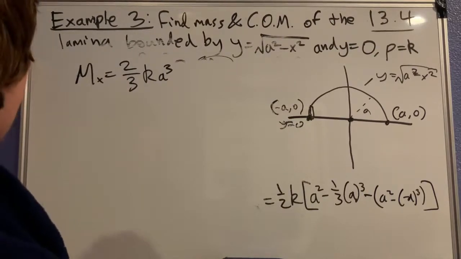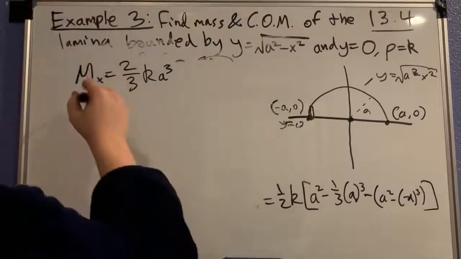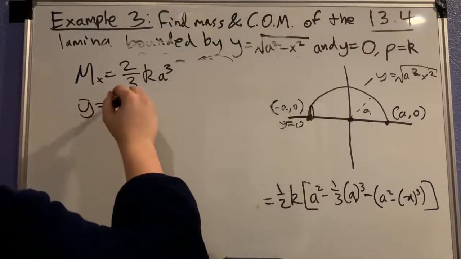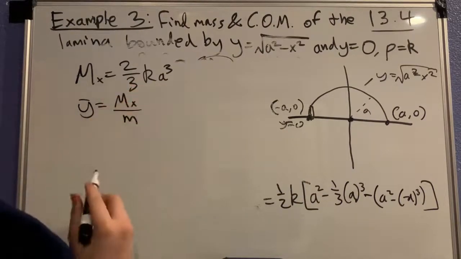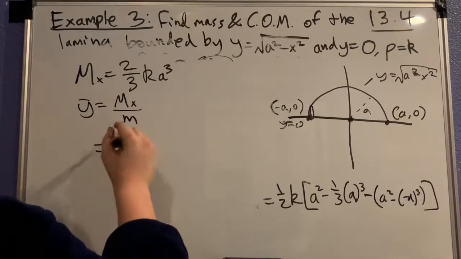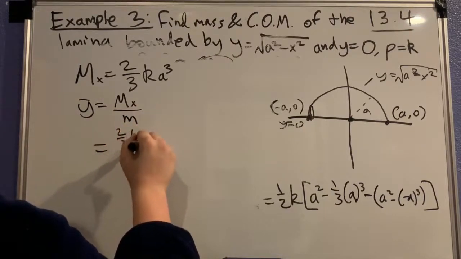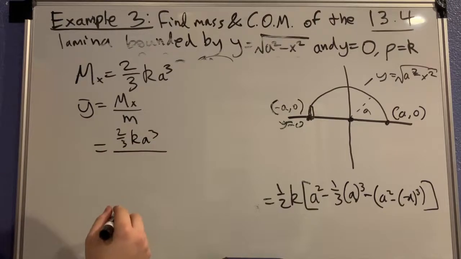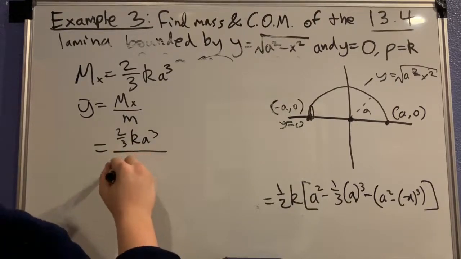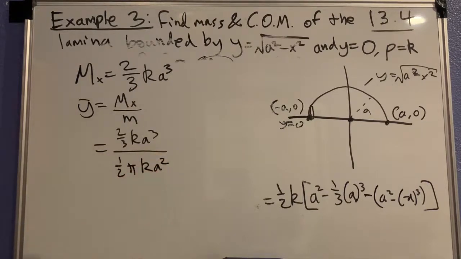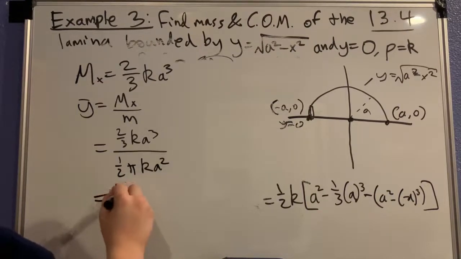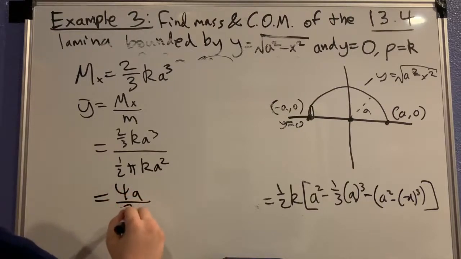So now that we know that, and we also know the mass, and we also know x bar, we're able to find y bar. So remember that y bar was just Mx over m, which is equal to 2/3 k a cubed all over 1/2 pi k a squared, because that's what the mass is that we found. This simplifies to 4a over 3 pi.